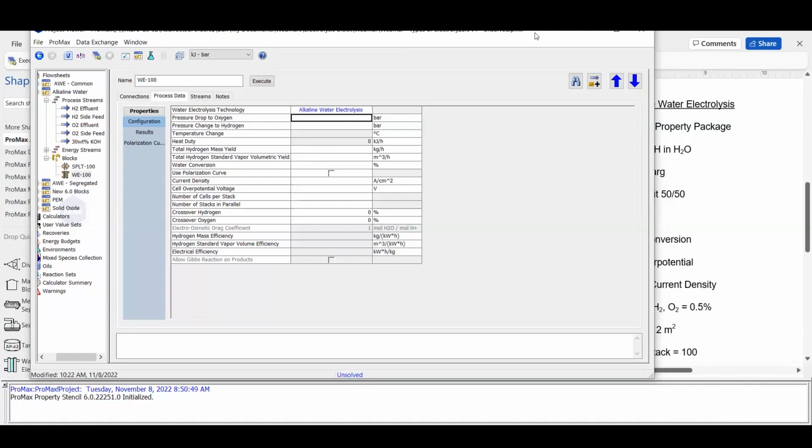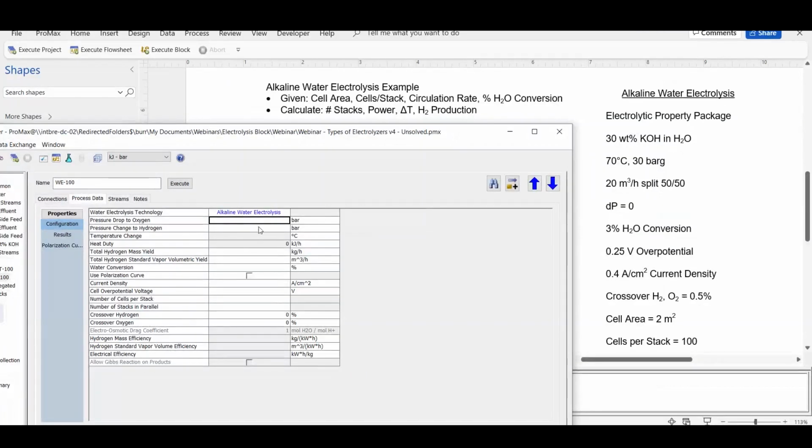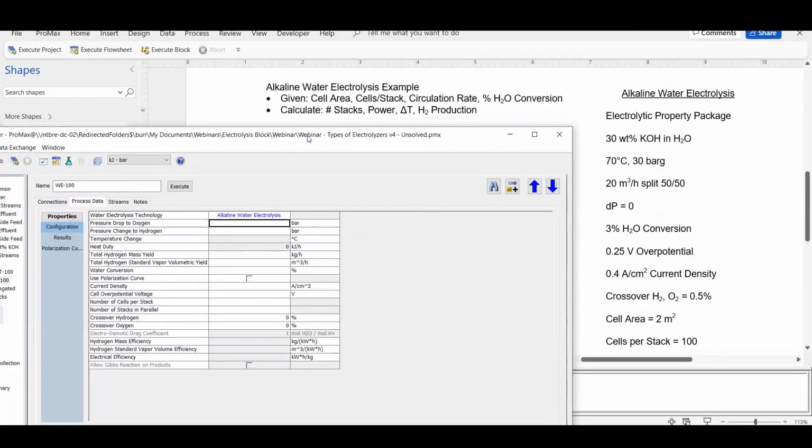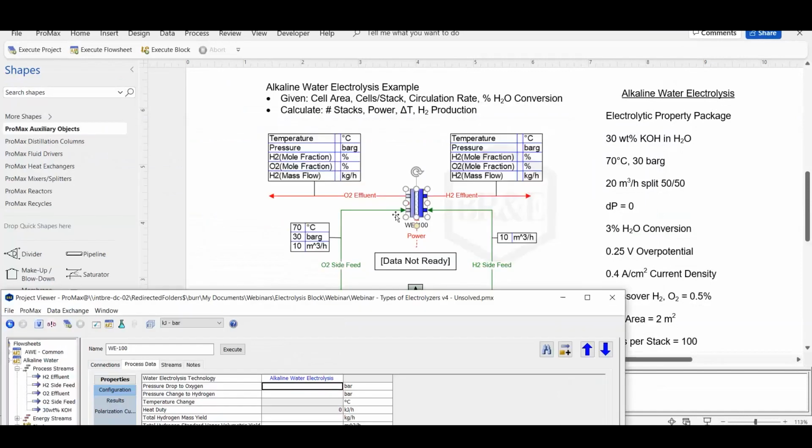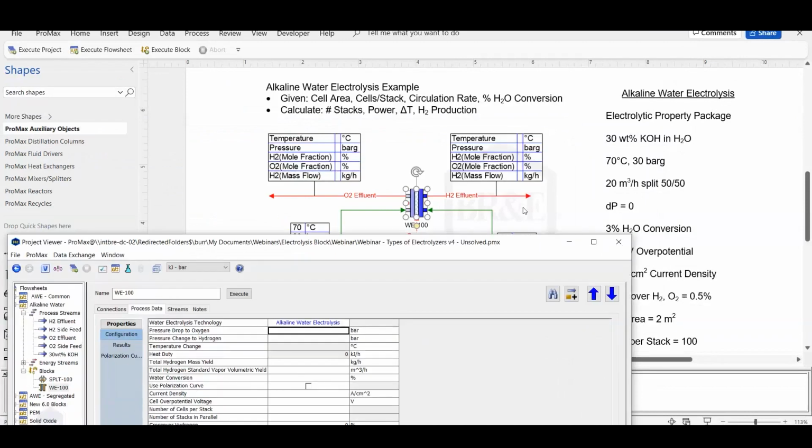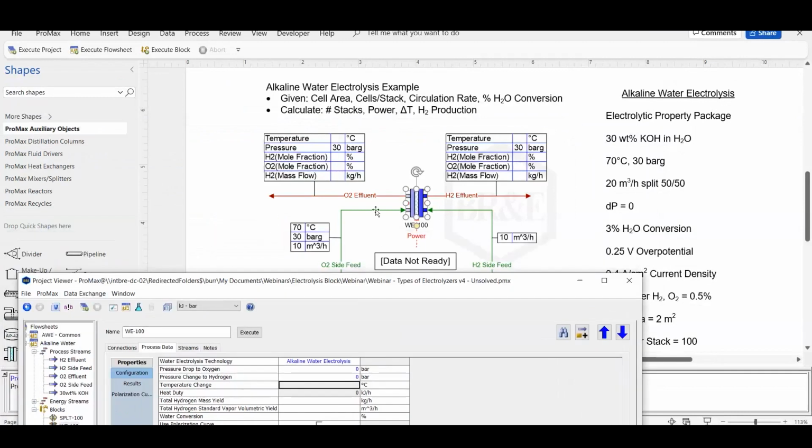construction of this electrolyzer. First, there's pressure drop. So the feed can have a pressure drop. In some cases, it can have a pressure rise to the product side. And in this case, we just want to have no pressure drop. There's going to be no pressure drop from the oxygen side inlet to the oxygen side outlet. Same with the hydrogen side.